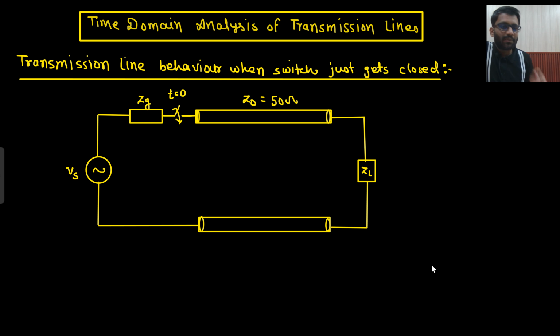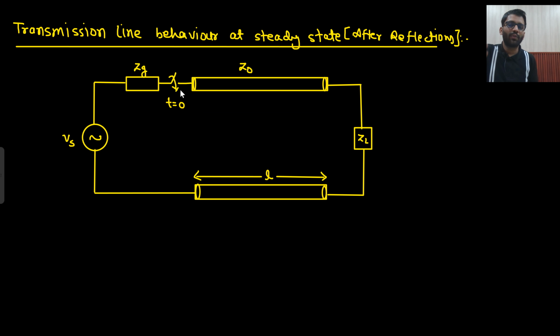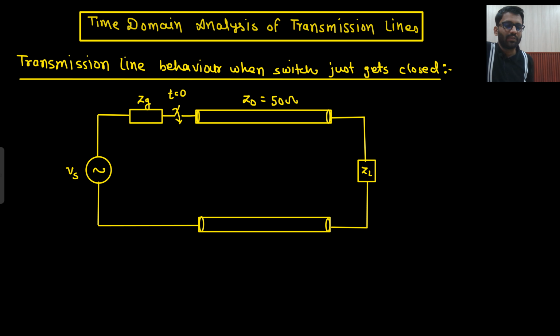You will get fewer PYQs, but we will solve a lot of problems. So time domain analysis we need to do. Like we need to do the analysis of the transmission line when the switch is just getting closed, or when it is closed for a longer time and we need to see it at the steady state. So two kinds of analysis we need to do. First we are going to do the analysis when the switch is just getting closed.